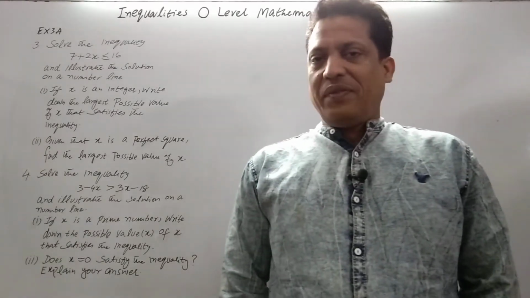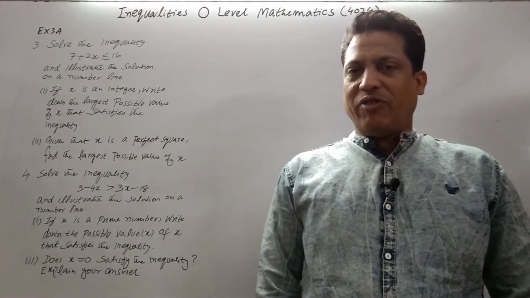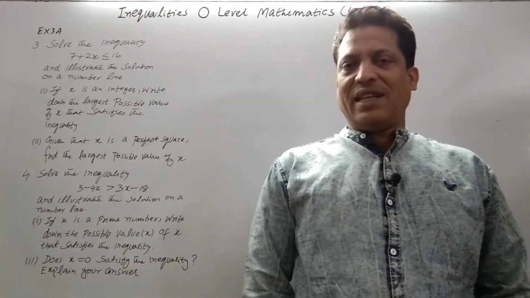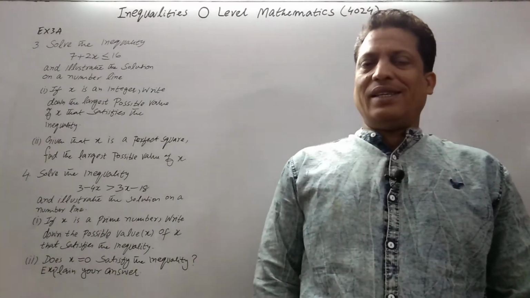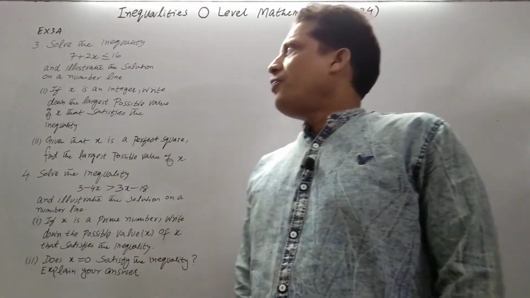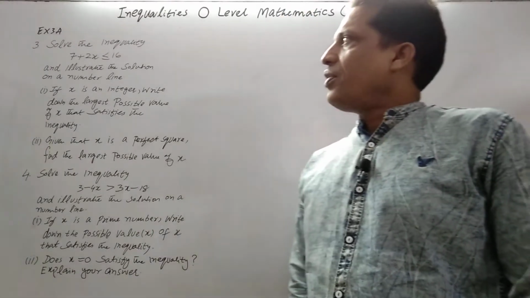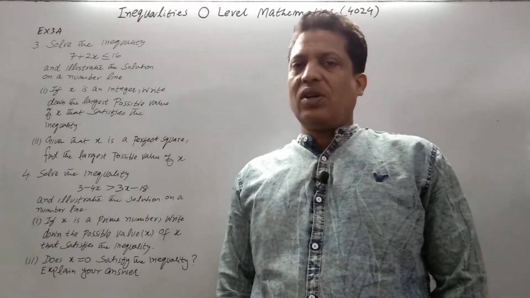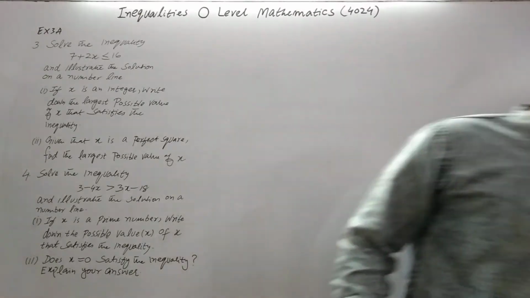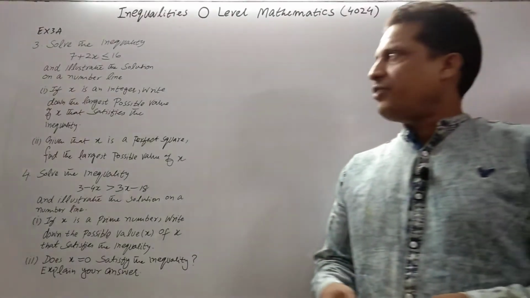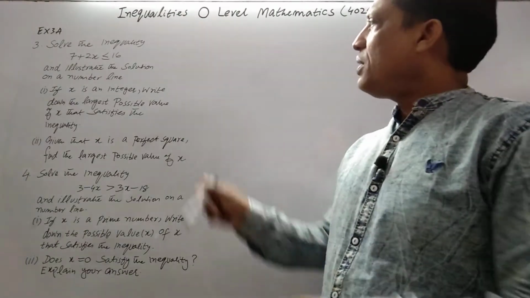In the last lecture, we started exercise 3A, book 3, 7th edition. The topic is inequality. We did till question number 2. Today, we are going to start some more questions of the same exercise. Let's have a look at question number 3.